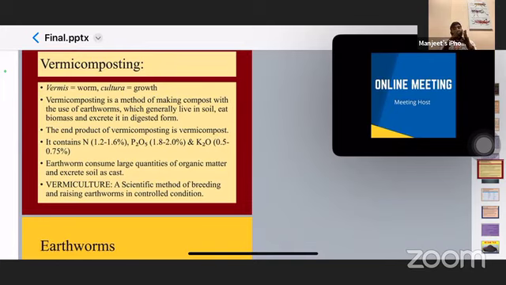What are the major characteristics of the Fetida species, also known as red earthworm? Body length is around 3 to 10 centimeters, body weight 0.4 to 0.6 gram, maturity almost 50 to 55 days. The conversion rate, or you can say multiplication rate, is 2.0.